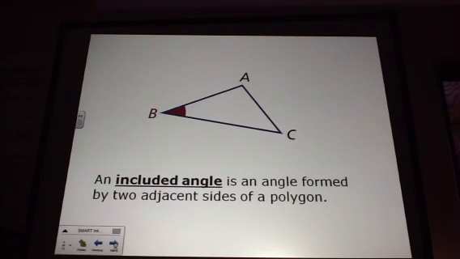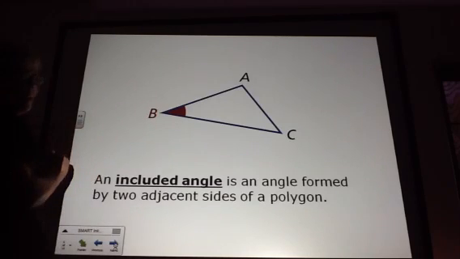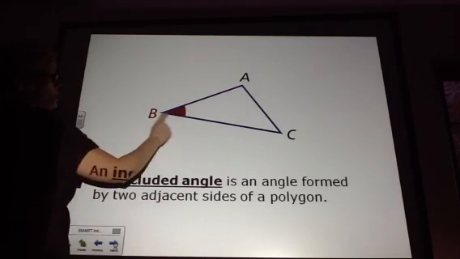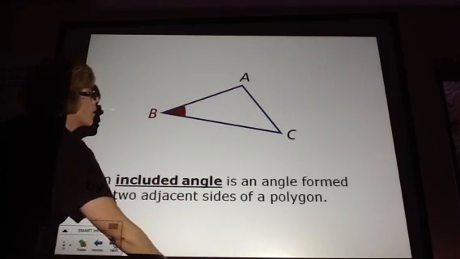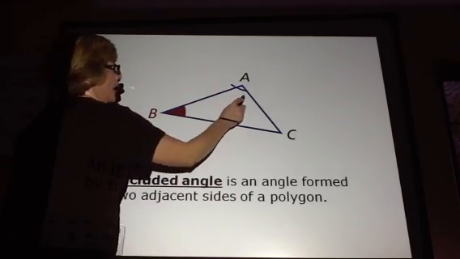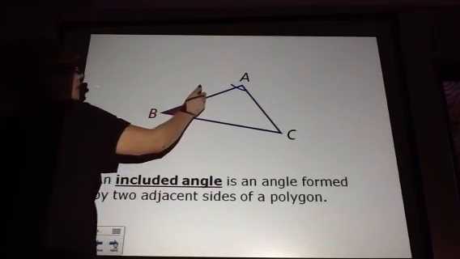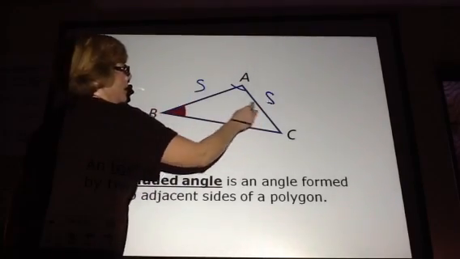An included angle is an angle formed by 2 adjacent sides of a polygon. Angle B is the included angle of segment AB and BC. So if we were to use this as our included angle, the side lengths you would need is AB and AC.